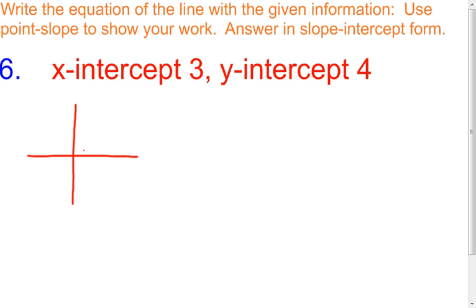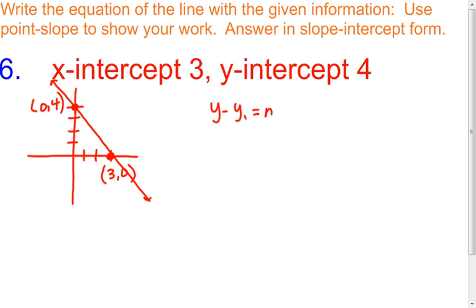The x-intercept is 3, so this is the point (3, 0) right here. And the y-intercept is 4, so here's the y-intercept. This would be the point (0, 4). If I were to make a line out of those 2 points, it would look like this. Now, the 2 equations that are helpful to start with are y minus y1 equals m times x minus x1, or y equals mx plus b.